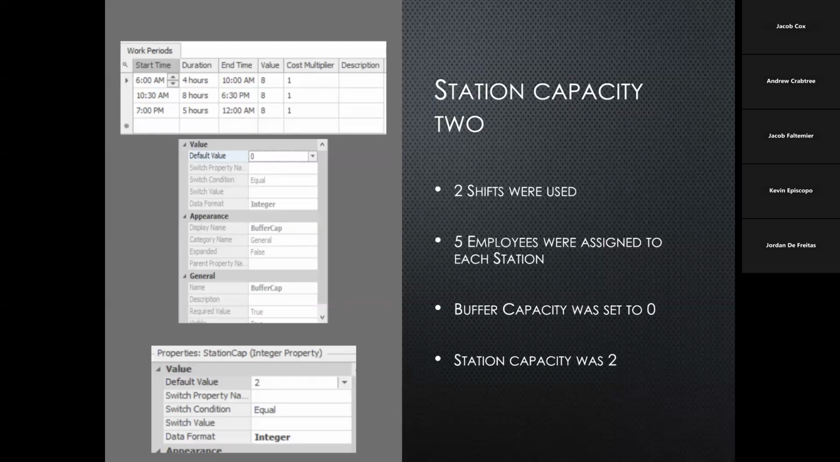And then finally, we also did stations with capacity of 2, where the buffer capacity was once again set to 0, but station capacity was set to 2. So 2 planes could be worked on simultaneously in each station.